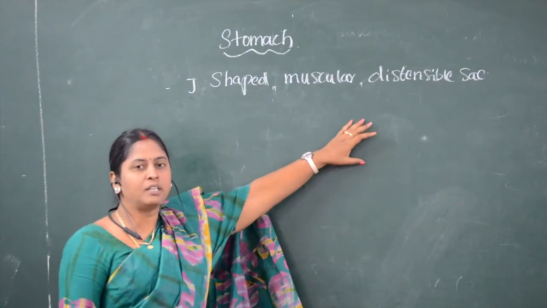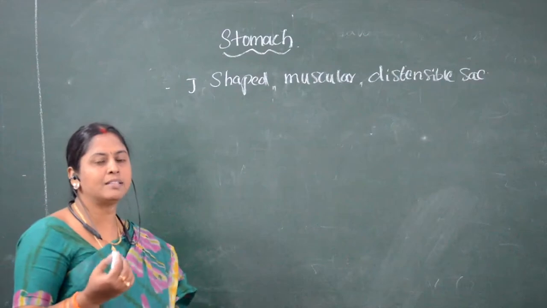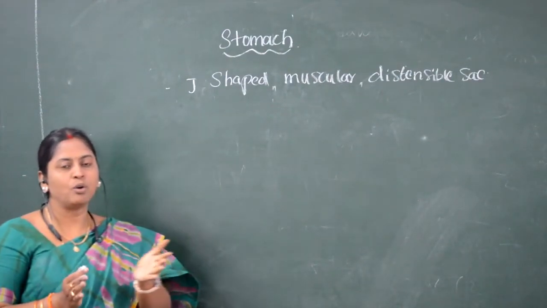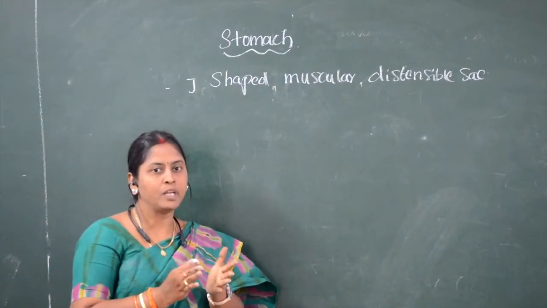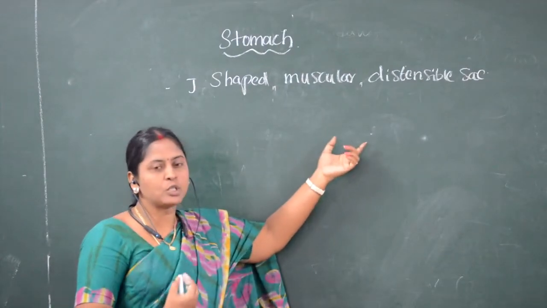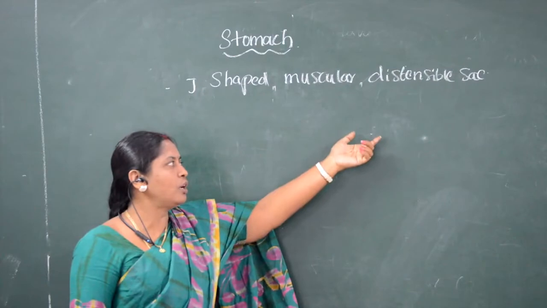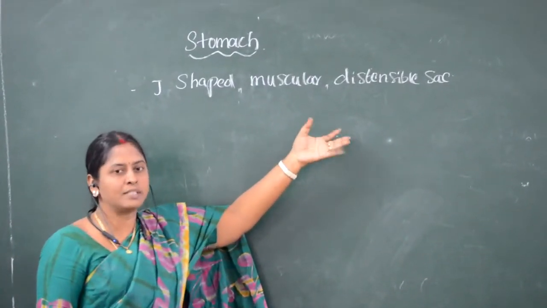Already yesterday I said what is meant by distensible. Distensible is a sac or a membrane which expands, or a membrane which has the capacity of expanding. However much food we take, the stomach has the capacity to expand. So we call it a distensible sac.